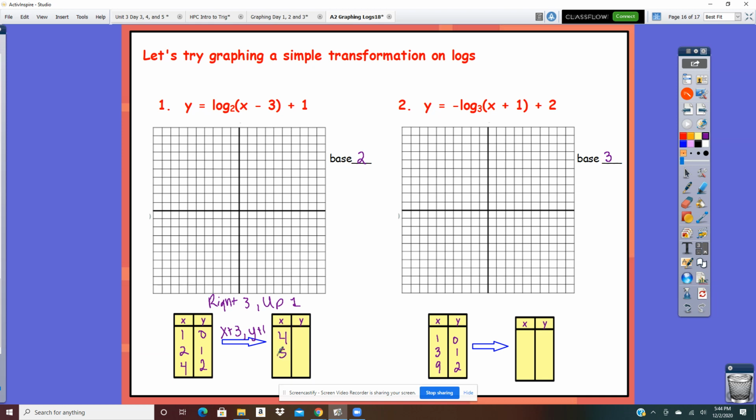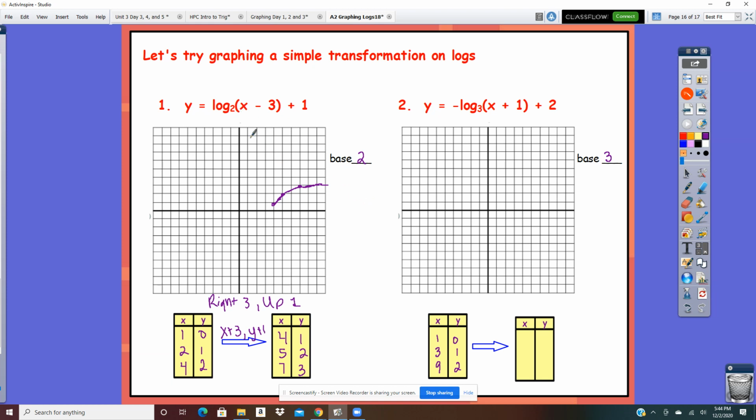I'm going to get 5 here, and then 4 plus 3 is 7. I'm going to add 1 to the y value, so I'm going to get 1, I'm going to get 2, and I'm going to get 3. So my graph is going to go 4, 1, and then 5, 2, and then 7, 3. So here's my graph, and if you remember, we need an asymptote here as well.